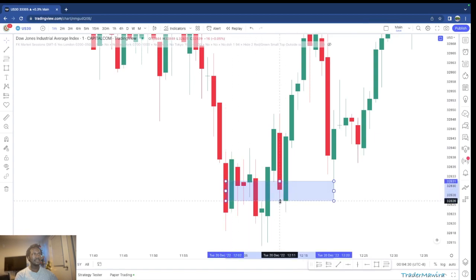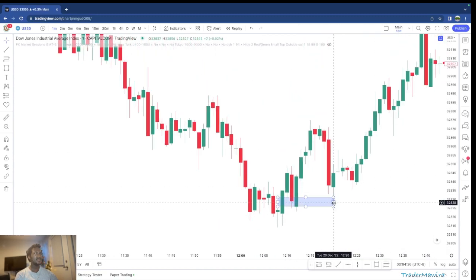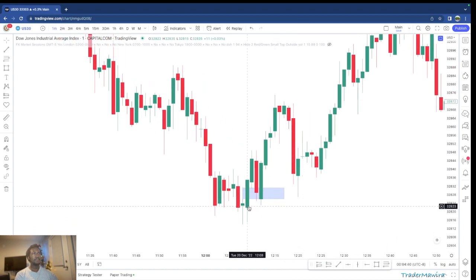ICT fair value gap. Shout out to Michael Huddleston. I believe that's Huddleston. Shout out to Michael. Now look what happened. Price comes and fills that gap immediately, and then we have another displacement.